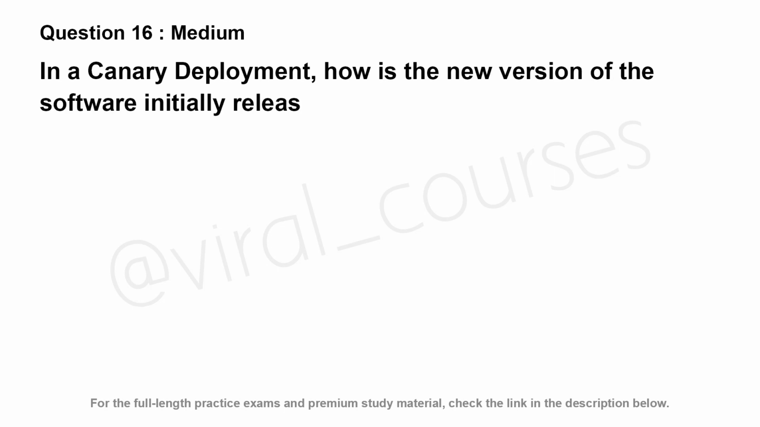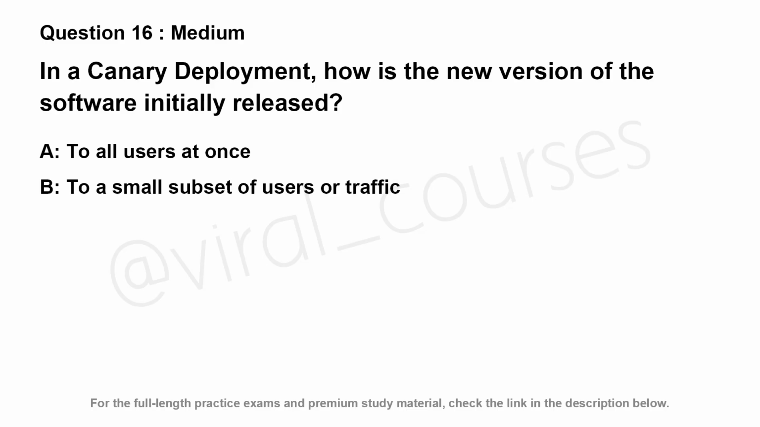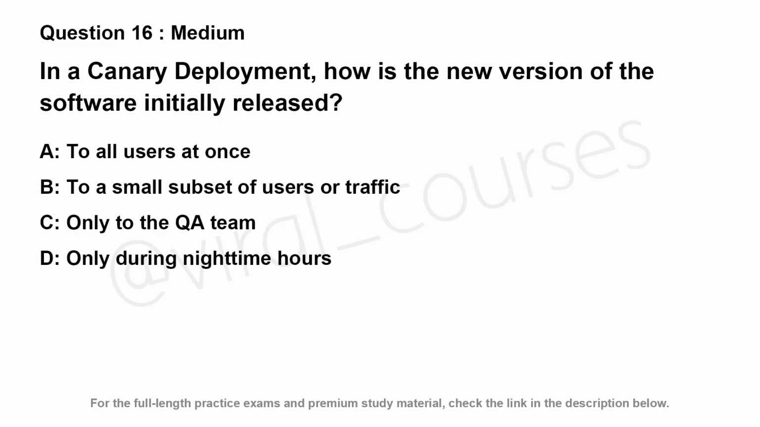In a canary deployment, how is the new version of the software initially released? Option A, to all users at once. Option B, to a small subset of users or traffic. Option C, only to the QA team. Option D, only during nighttime hours.